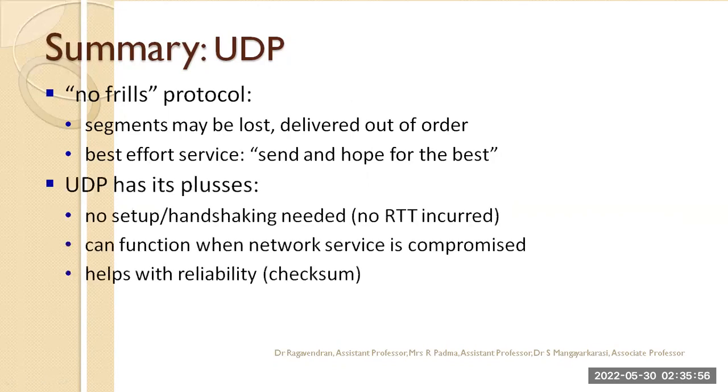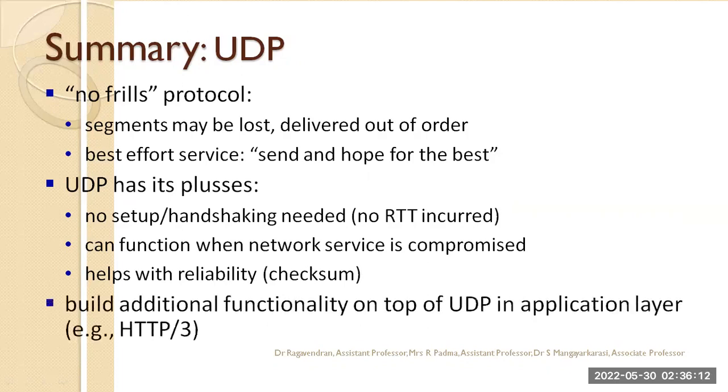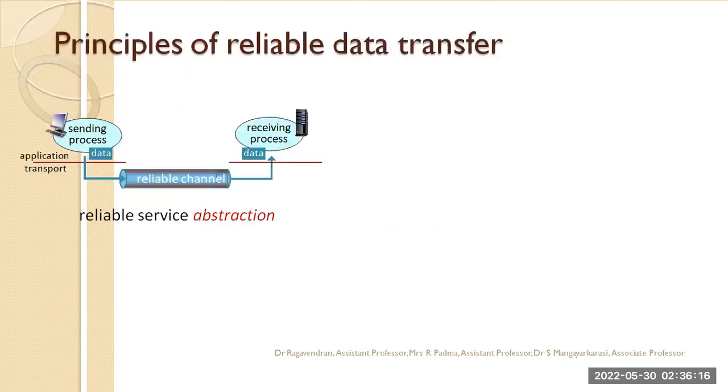So UDP has its pluses: no setup or handshaking needed, no RTT incurred, and it can function when network service is compromised. It helps with reliability, that is with the help of the checksum. So build additional functionality on top of UDP in the application layer.